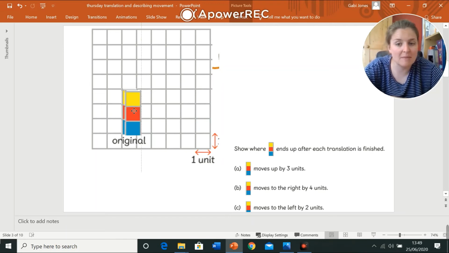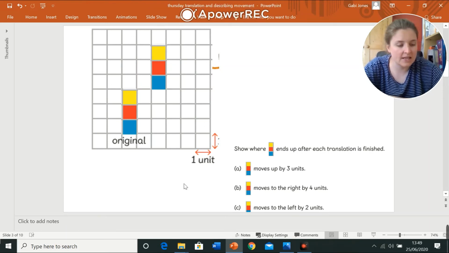Sometimes translations get you to do them in order. So if I was doing these in order, one straight after the other, it might give me a list of instructions to move a shape. So this would move up, 1, 2, 3. It would go to the right, 1, 2, 3, 4. And then to the left 2, 1, 2. So if I did them all in order together, that is where my shape would end up. Okay, I hope this makes sense.